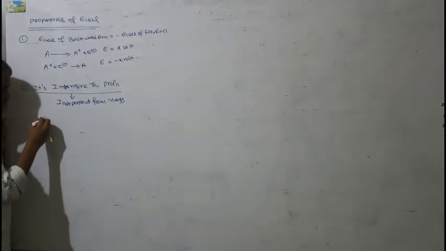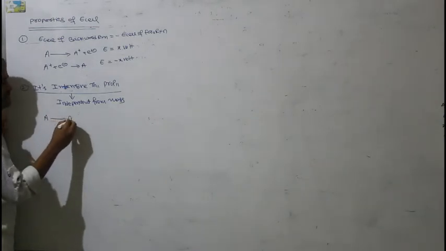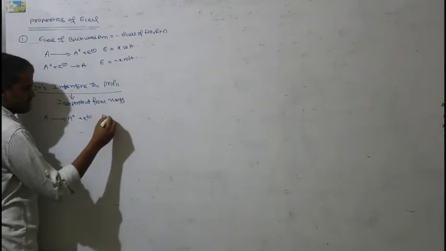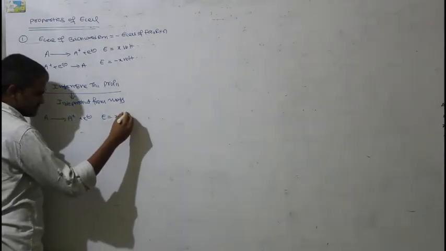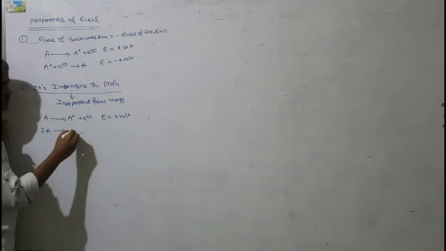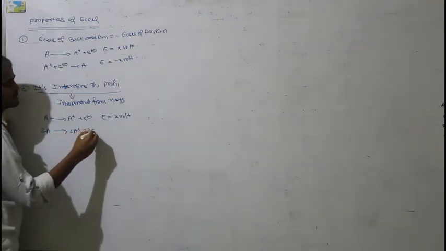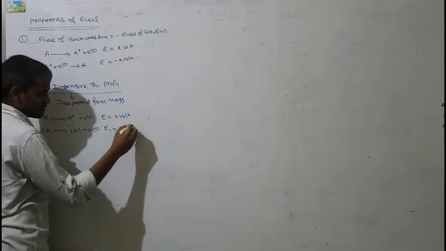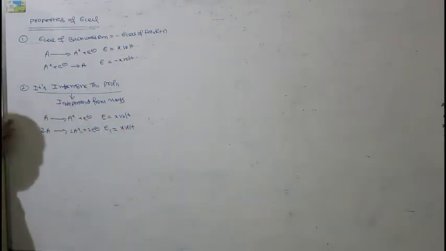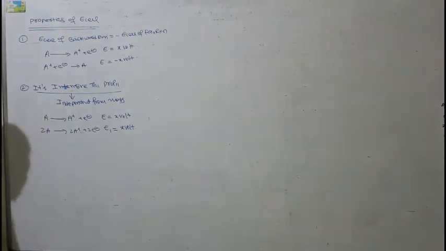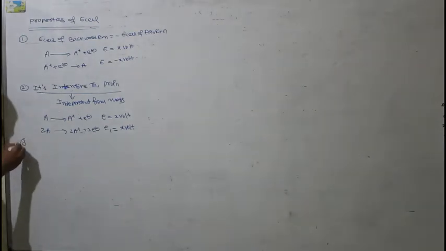For example, A giving A plus by loss of an electron, E is equal to x volt. Then 2A gives 2A plus and 2 electrons. Here E also will be the same x volt. It is independent from the mass. Intensive property. Next one. Third one.